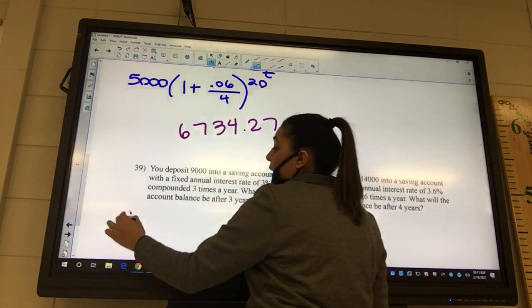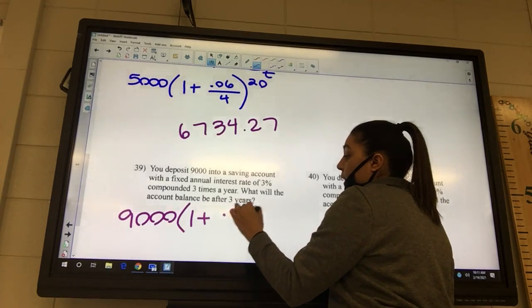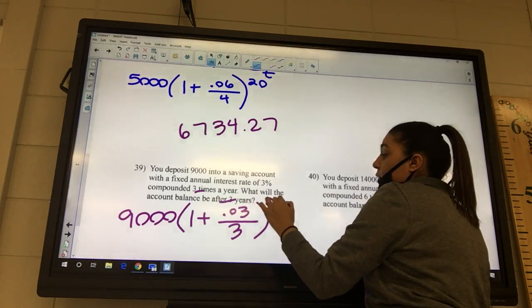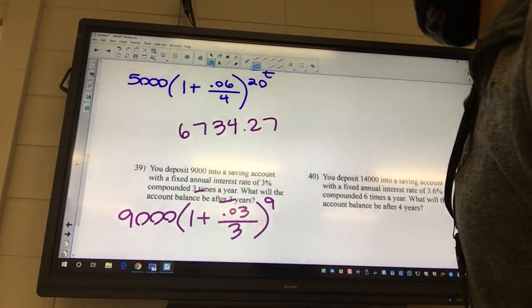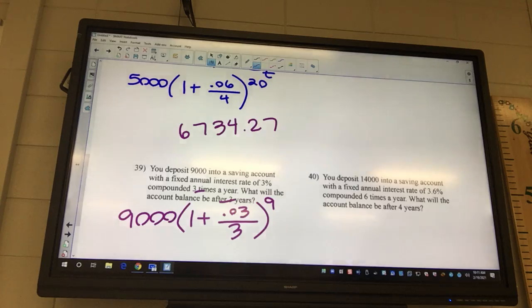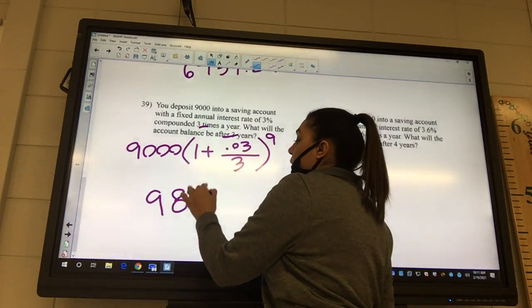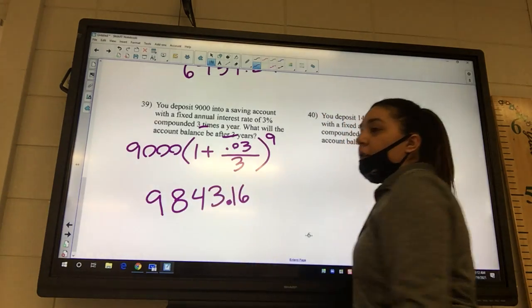Okay, and then this one is going to be 9,000 times 1 plus our rate, which is 0.03, compounded 3 times a year. And then on the outside, you're going to have 3 times 3, which is 9. Point what? 16? Somebody else get that? Yeah.